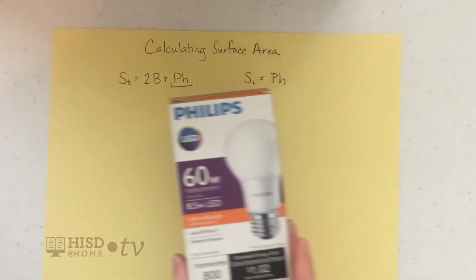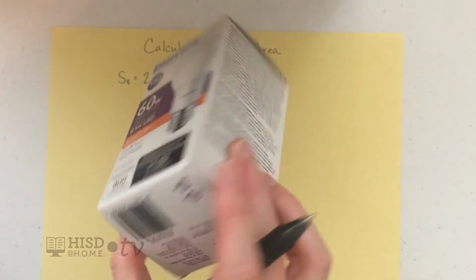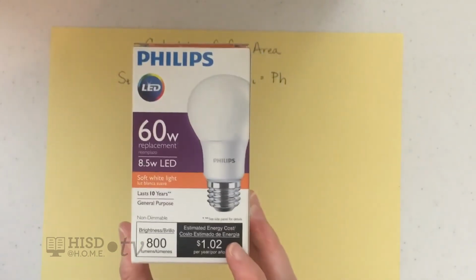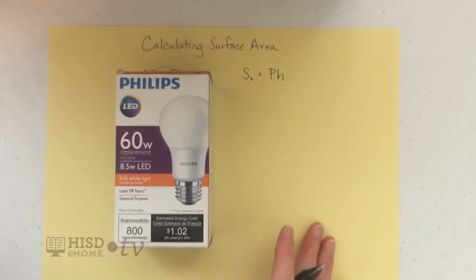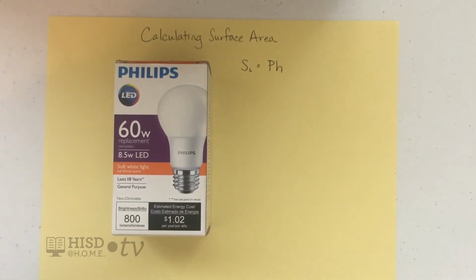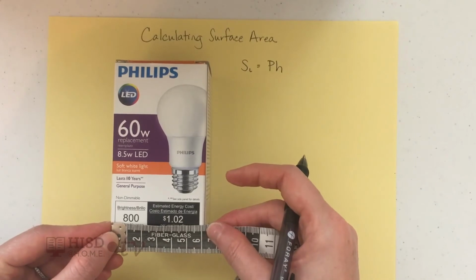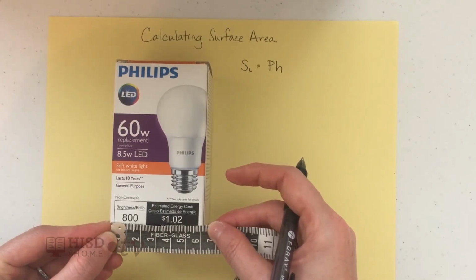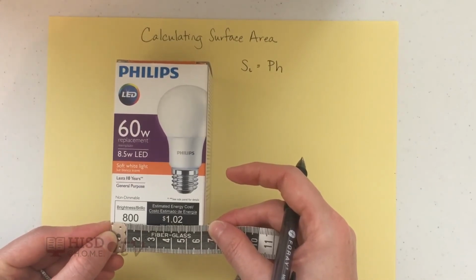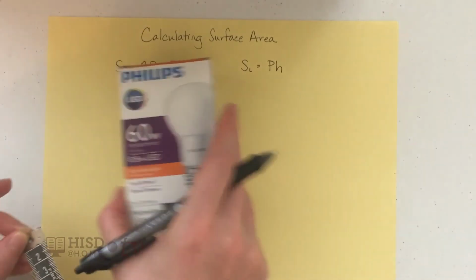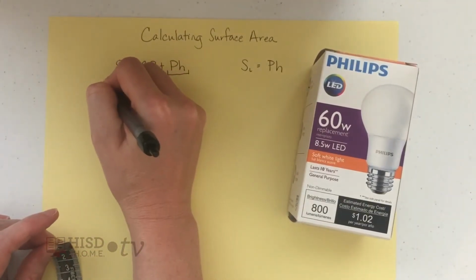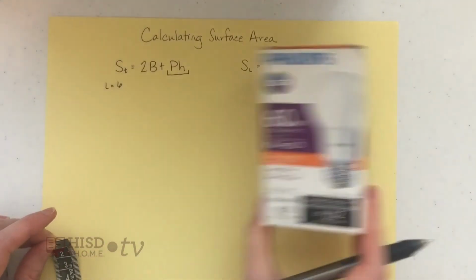For our first example, let's find the total surface area of this light bulb box. In order to do that, we're going to need to measure the length, width, and height. So let's start. We're going to use centimeters, and when I measure the length, you can see it's just a hair bigger than 6 centimeters, so I'm going to round to 6. So our length is 6.